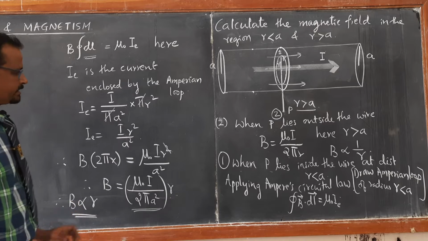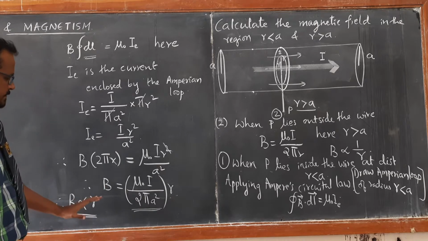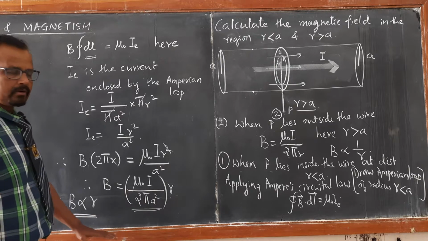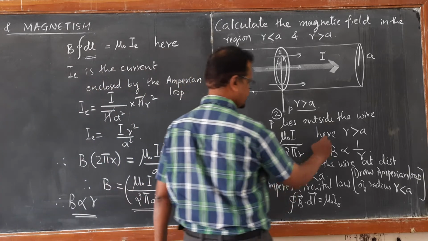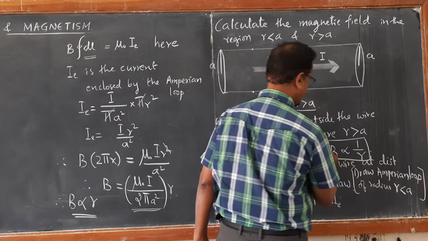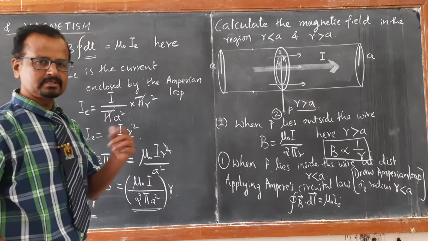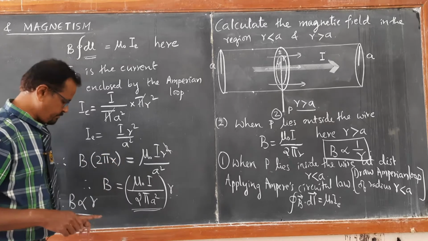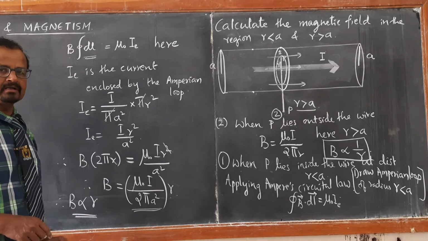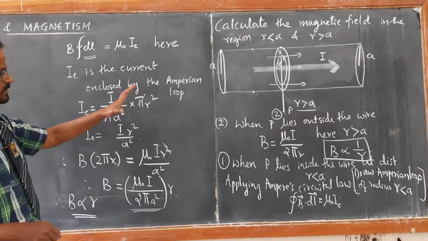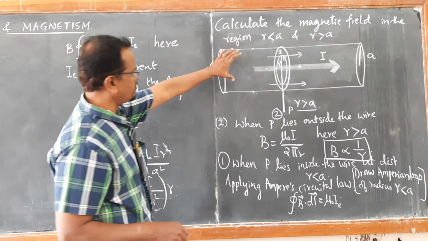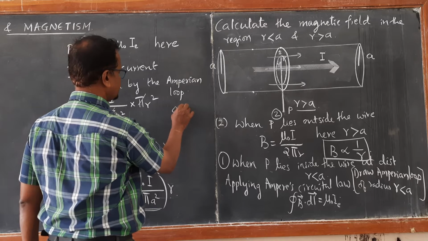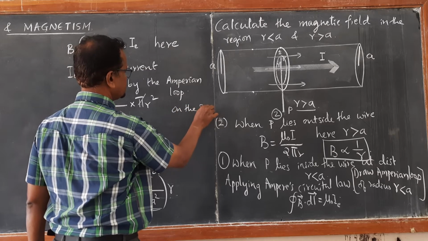So, thus we get an important result. This can be very systematically drawn with the help of a graph. So, first case, when the point is lying outside the wire, magnetic field is inversely proportional to distance. When the point lies inside the wire, magnetic field is directly proportional to r. On the surface also we can calculate what is the value on the surface.